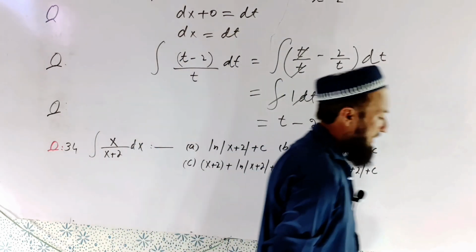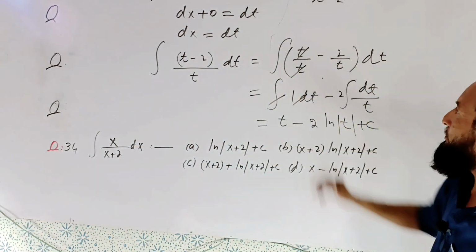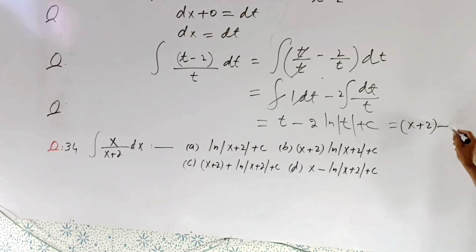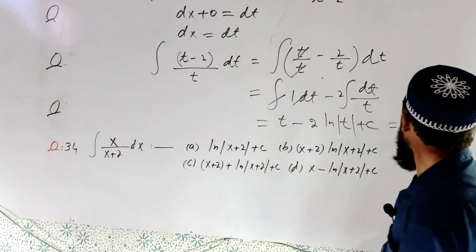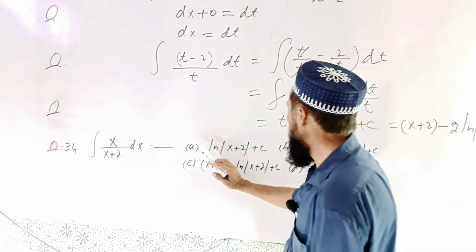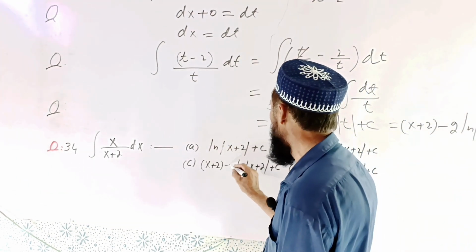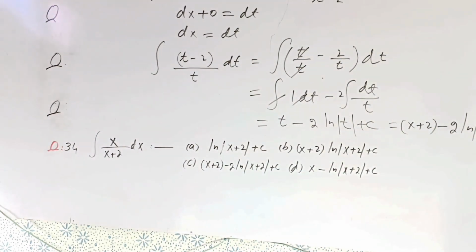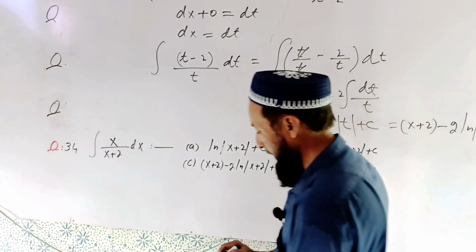Now substitute the result of t. We have already supposed that t is equal to x plus 2, so we get x plus 2 minus 2 log of x plus 2 plus c. So the correct option here is C.